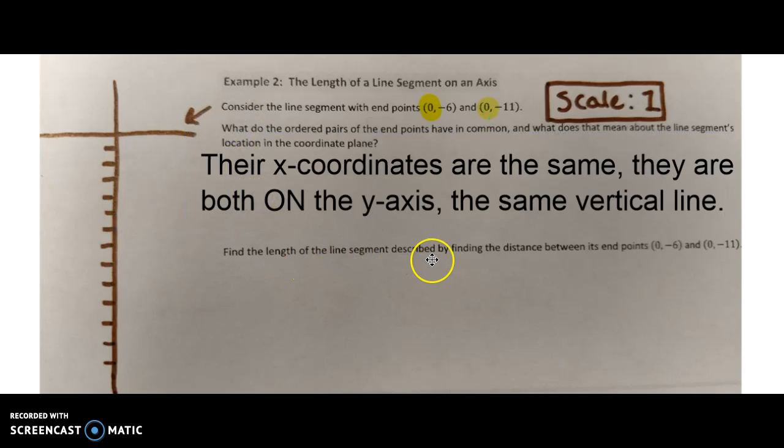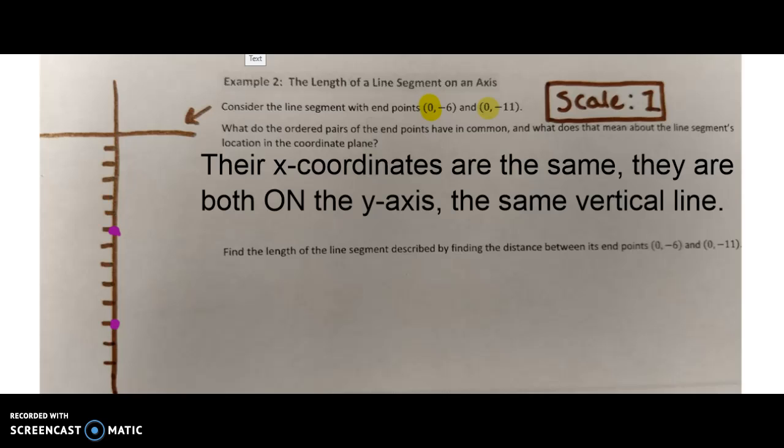Find the length of the line segment described by finding the distance between its endpoints. Let's go ahead and plot our points on this line. So I have 0. I'm going to start at my x-axis and count down because it's -6: 1, 2, 3, 4, 5, 6. Then I'm going to count down to -11. So 6, 7, 8, 9, 10, 11. So here's my 11. Sorry, let's clean this up a little bit. We don't need this stuff. Okay, so there's my 2 points.